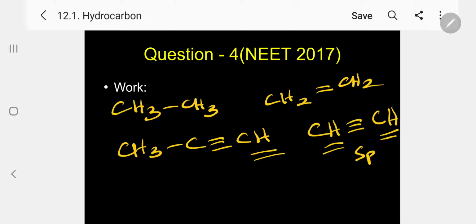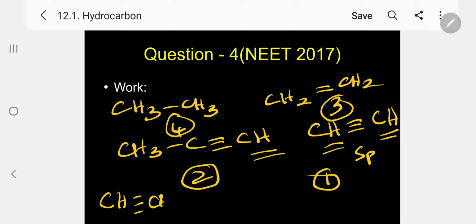So now I can arrange the order. Kindly follow. Here there are two acidic CH groups, so this is highly acidic, number 1. This has only one acidic carbon, number 2. This is number 3. This is number 4. Please follow. So now the order is: CH triple bond CH is greater than propyne, CH3C triple bond CH, greater than ethylene, then greater than ethane.